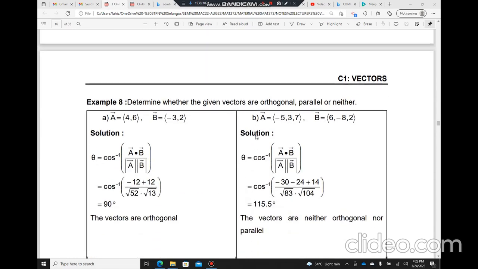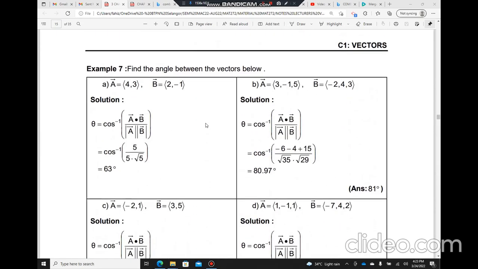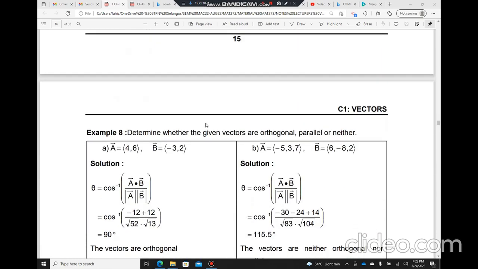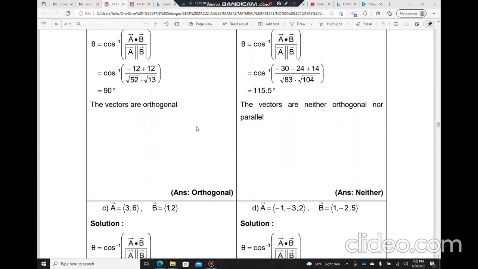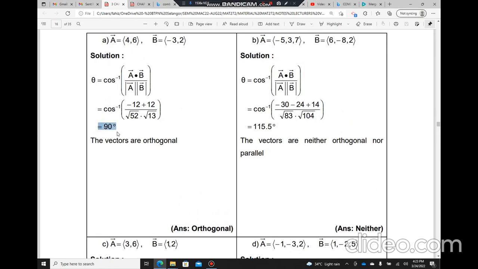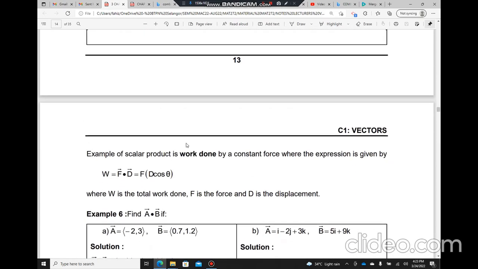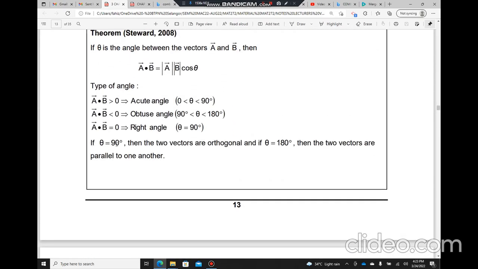Okay, next example 8, determine whether the given vectors are orthogonal, parallel or neither. Yang ni kita buat macam example 7 juga, cuma bezanya you all kena determine. So kalau contohnya yang ni, bila saya kira saya akan dapat 90 degree. So kalau 90 degree, the vectors are orthogonal, sebab based on this theorem.